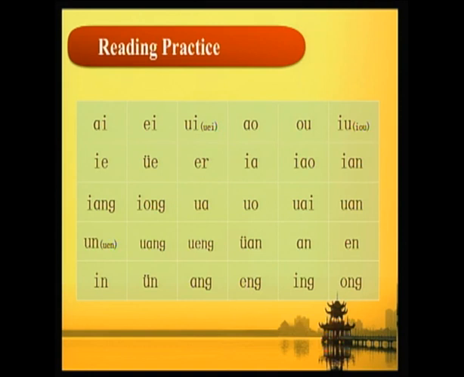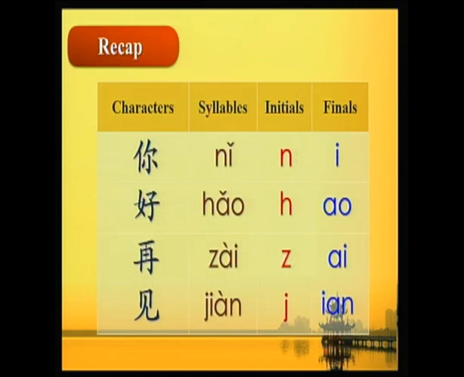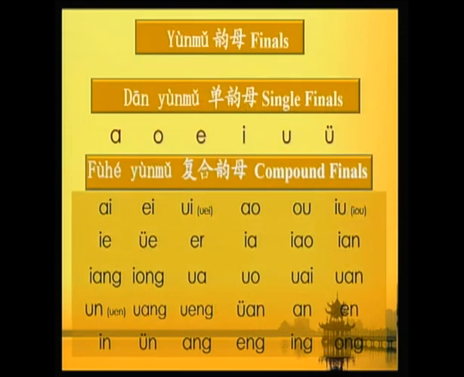Now, let's have a recap. Finals, yi, ao, ai, yan are found after initials in Chinese syllables. Finals can be categorized as single finals and compound finals. In all, there are six single finals, dan yun mo, and there are 30 compound finals, fu he yun mo.